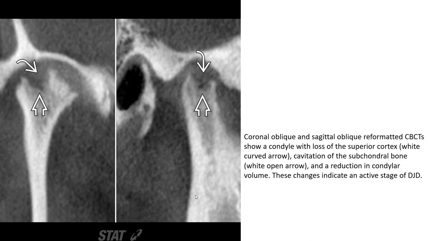Another case, coronal oblique and sagittal oblique reformations of cone beam CT of a condyle with loss of the superior cortex, black curved arrow, indicate cavitation of the subchondral bone, as the open arrow indicates, and the reduction in condylar volume. These changes indicate an active stage of degenerative joint disease.